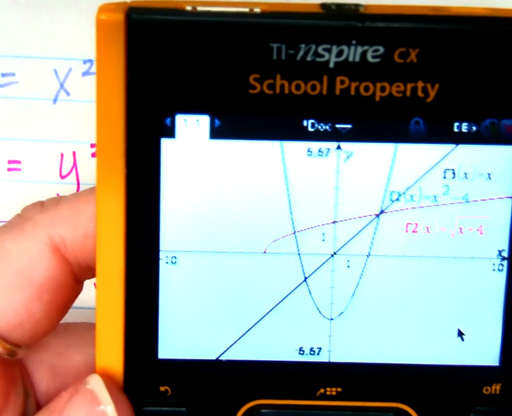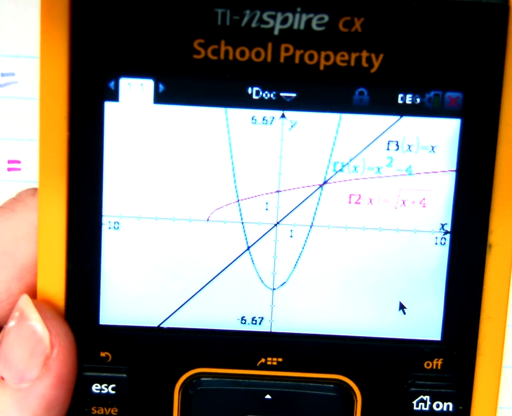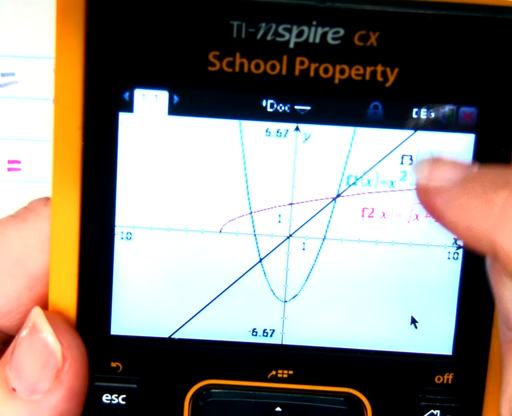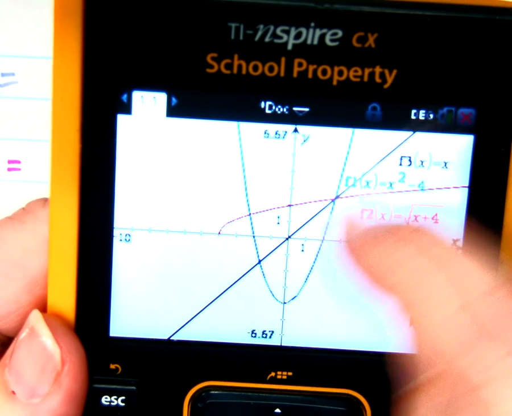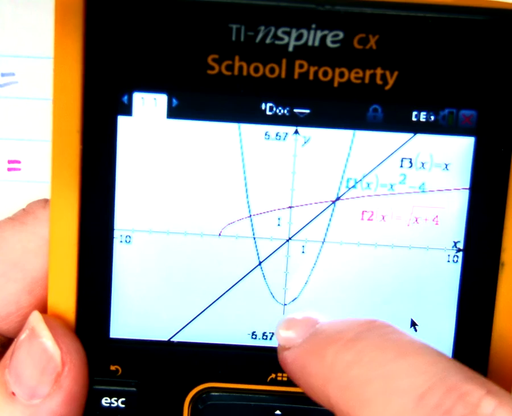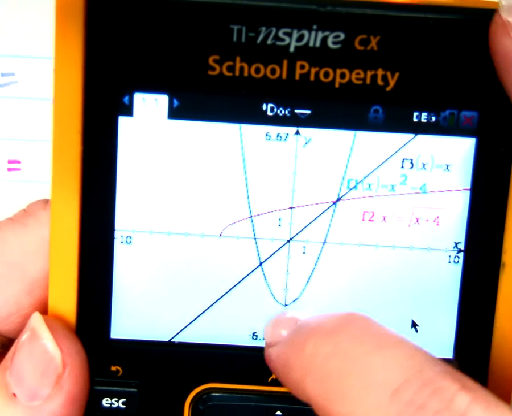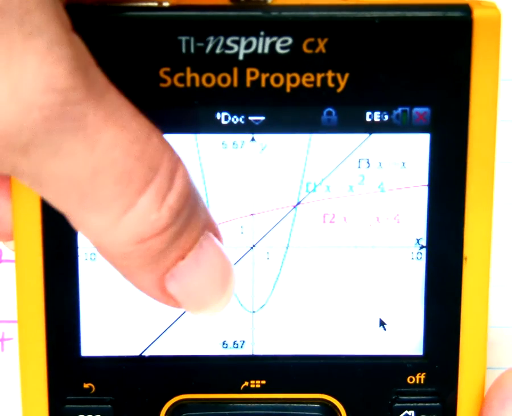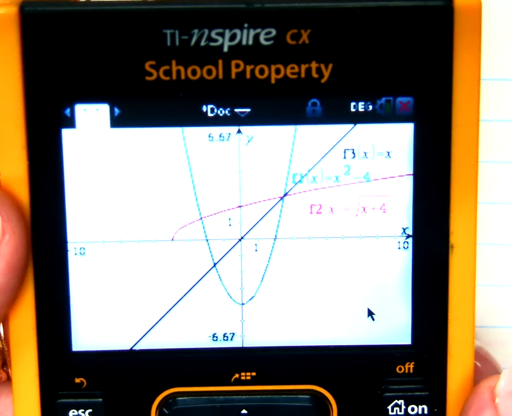So if I tab and go up to F2 and I put in the square root of x plus 4, that's not what happens, is it? But if I folded this line, folded it along this line, and only looked at this side of the parabola, so like that side of the parabola is not there, would those be inverse functions?